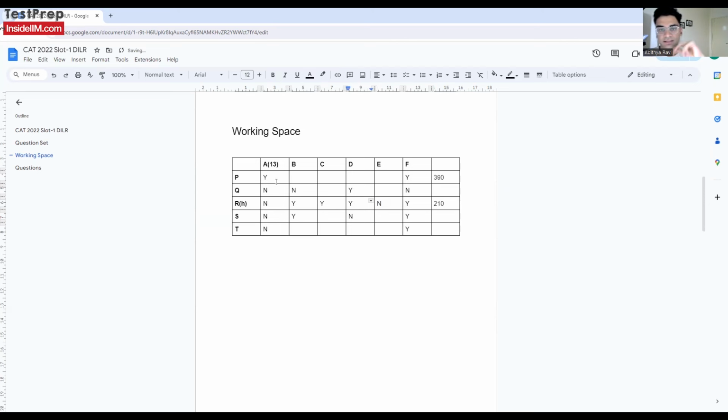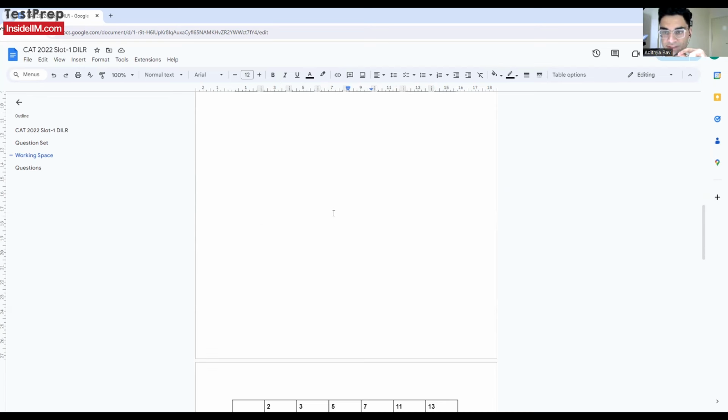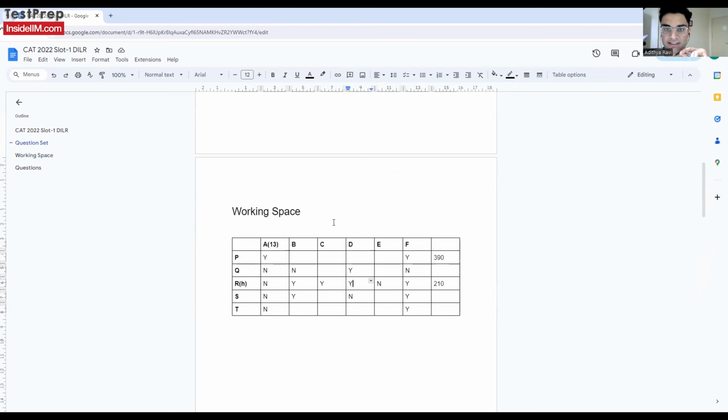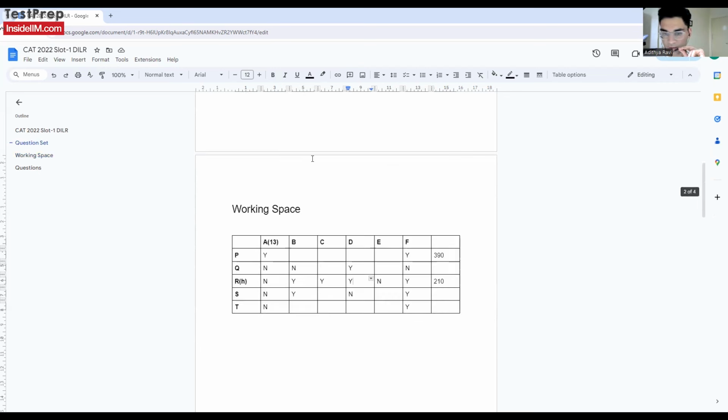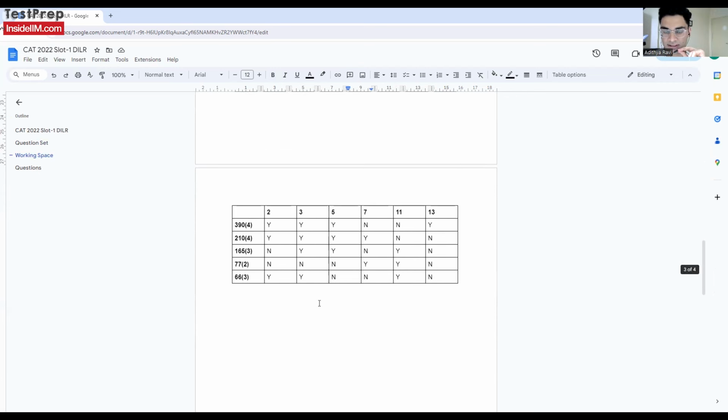Done. Now, we used a certain logic to arrive at the fact that A has given out tokens worth 13 and the value for P. So we can use the same logic again over here. If you look at this point, it says F has awarded tokens to everyone except Q. Why would that be important when you look at the numbers over here?